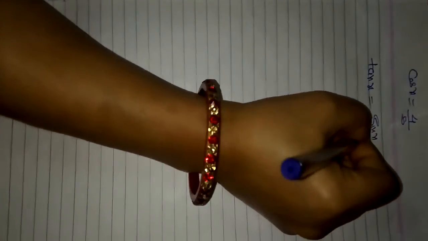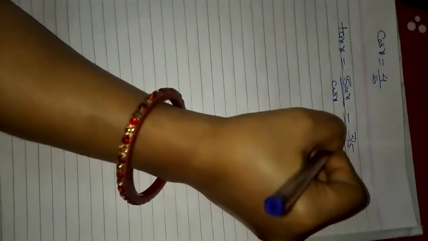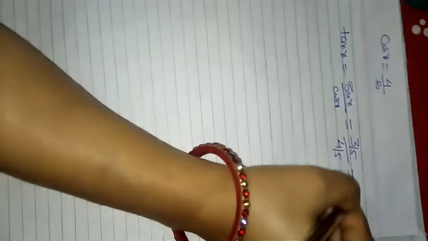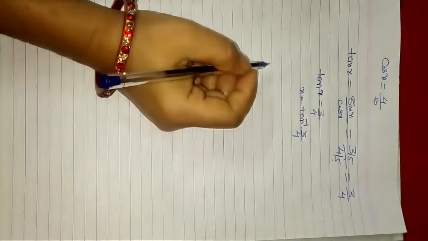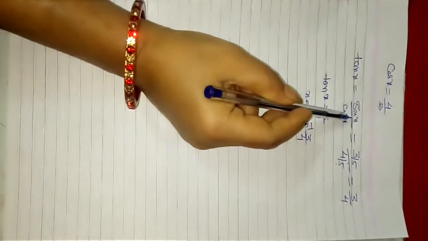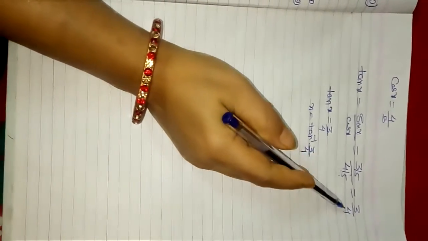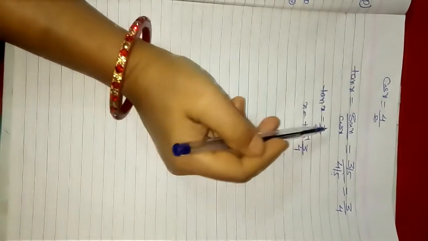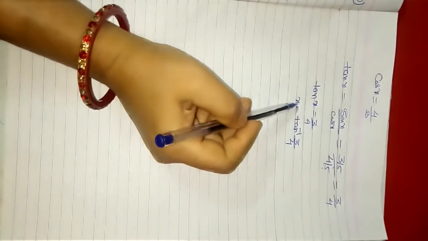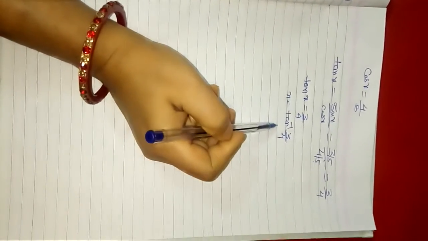Here sin x is 3 by 5. So we can write tan x is sin x upon cos x. The value of sin x is 3 upon 5 and cos x is 4 upon 5. So tan x is 3 by 4 by cancelling this 5. Now tan x is equal to sin x upon cos x, 3 by 5 upon 4 by 5, which is equal to 3 by 4. So tan x equals 3 upon 4. Now x equals tan inverse 3 by 4.